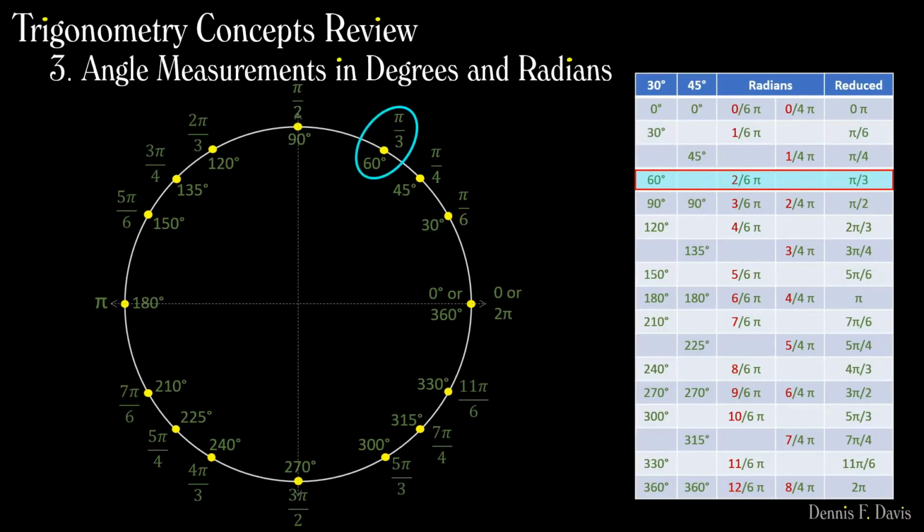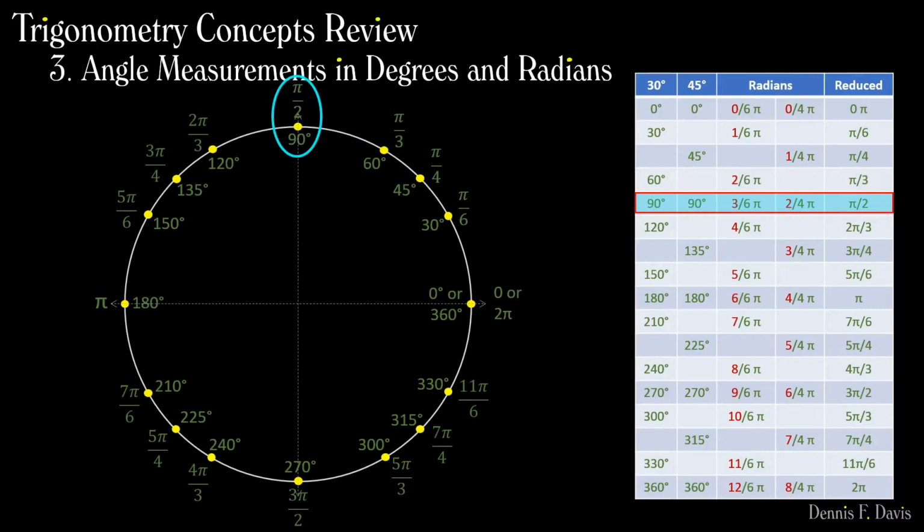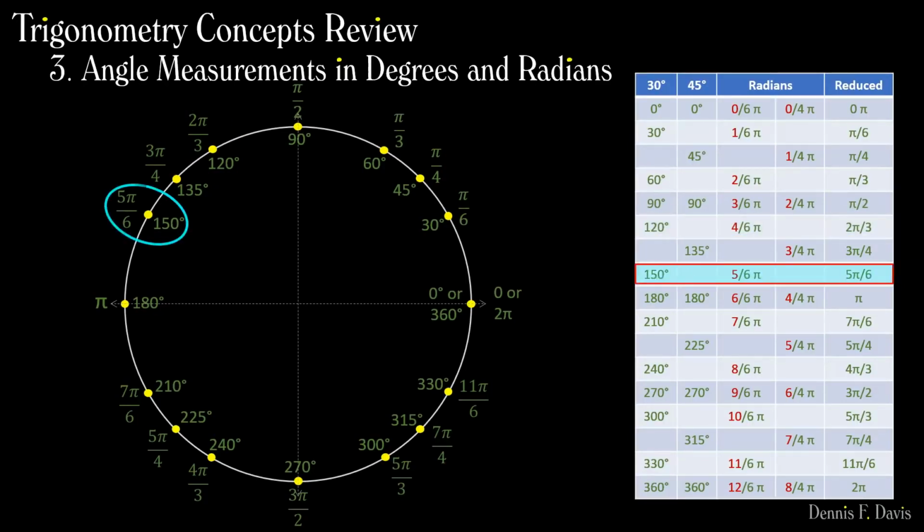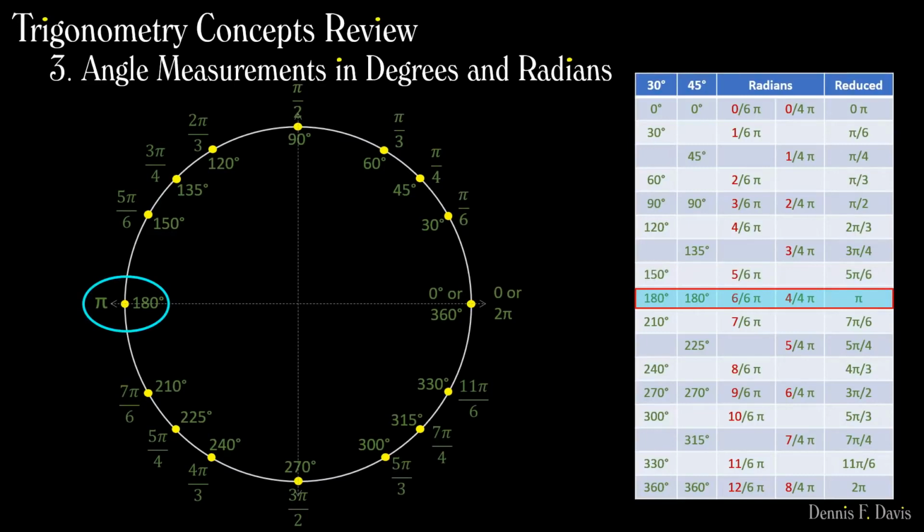60 degrees is 2/6 of pi, twice what 30 degrees is. 2/6 reduces to 1/3, so pi over 3 radians. 90 degrees is 3/6 of pi, which reduces to 1/2, so pi over 2 radians. 120 is 4/6 pi, which reduces to 2/3, so 2 pi over 3 radians. 150 degrees is 5/6 pi, which can't be reduced, so 5 pi over 6 radians. 180 degrees is 6/6 pi, which reduces to 1, so 180 degrees is simply pi radians.